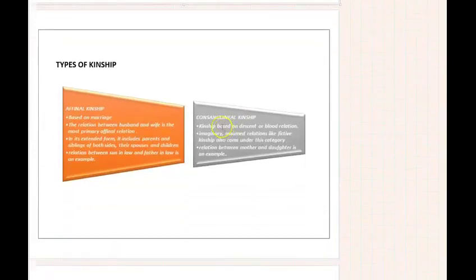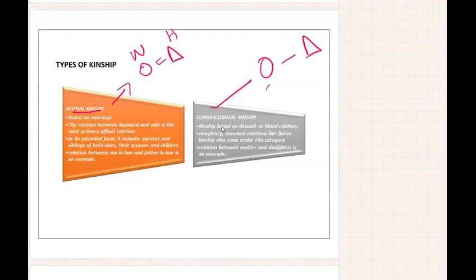Types of kinship. Affinal kinship and consanguine kinship. Affinal kinship is mainly based on marriage. If you take a wife and a husband, it is affinal kinship. But consanguine kinship, like sister and brother, is based on blood relation. Father and mother are directly related to this sister and brother, so it is a blood relationship. These are the two types of kinship: one is based on marriage, the other is based on blood relationship.